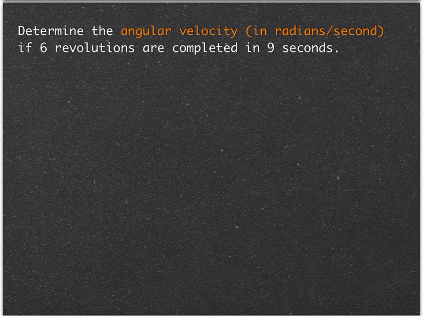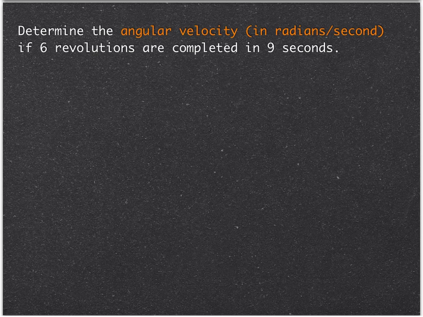So first of all, most of this is kind of common sense. There are a couple little formulas we'll show you, but pretty much common sense. So here's our first example. Determine the angular velocity in radians per second if 6 revolutions are completed in 9 seconds.